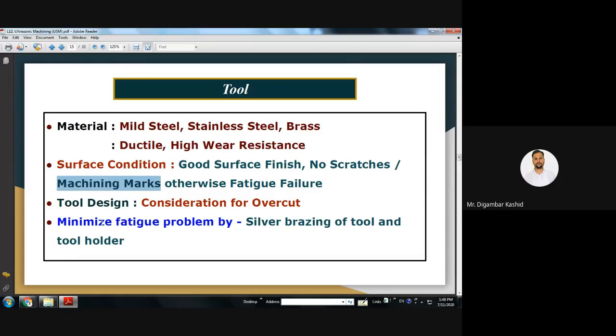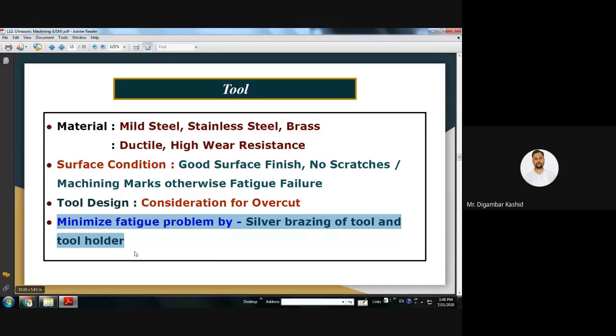Now, tool design consideration. This is required for the overcut. Overcut should be taken into account at the time of tool design only. As in the last lecture I already mentioned the tool overcut, we should take it into account during the tool design time only, so that you can get the desired shape and size of the machined workpiece.